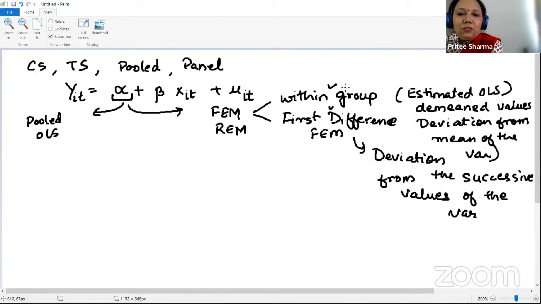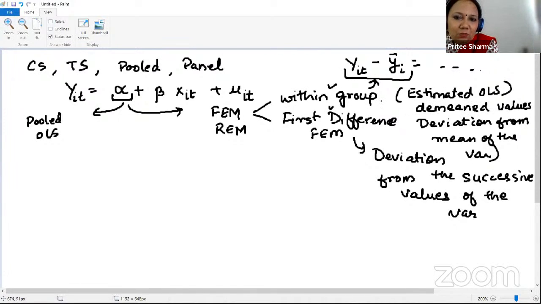So in case of within group estimation, we had our Y_it, right? What did we estimate? Y_it minus Y bar i is equal to, right? This was our method. This is how we estimate the within group fixed effect model. In case of first difference, what are we going to do? We are going to do the deviation from successive values of the variable.